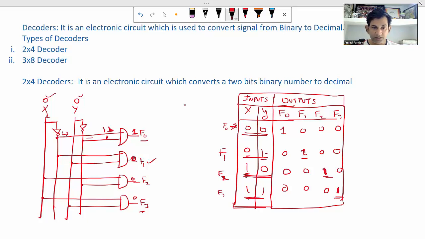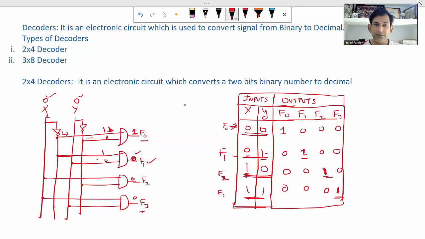Now see this for this. It is coming through NOT gate. So 0 will become 1. And see for Y, it is coming directly, so it will be 0. So 1 and 0 will be 0. And in the same manner, you can check each and every AND gate. For others, you will get 0 only. Okay.